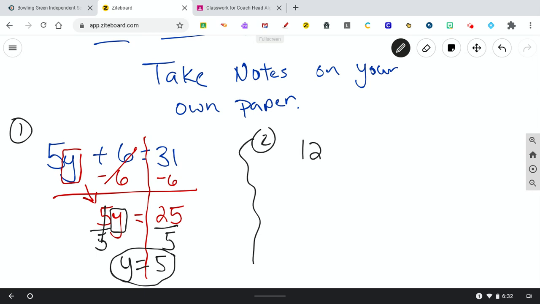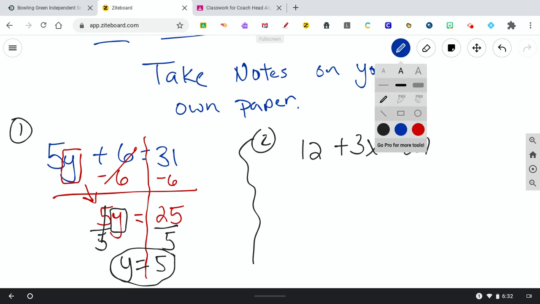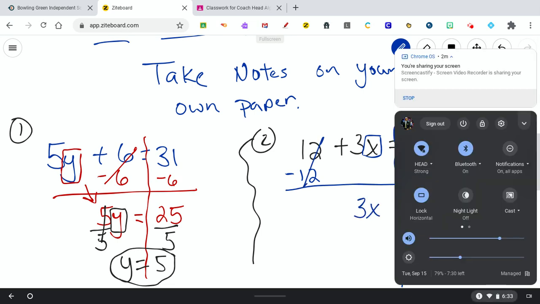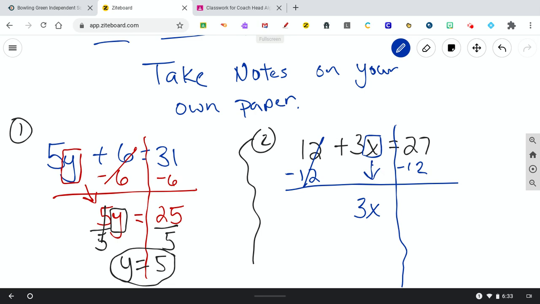I have 12 plus 3x equals 27. Okay, again, draw my line. Remember, x is what I'm trying to get by itself. All right, so I'm going to move the 12 first. That's a positive 12, so I'm going to do the opposite, which is subtract 12. And remember, whatever I do on one side, I got to do on the other. My 3x comes down. 27 minus 12 is 15.